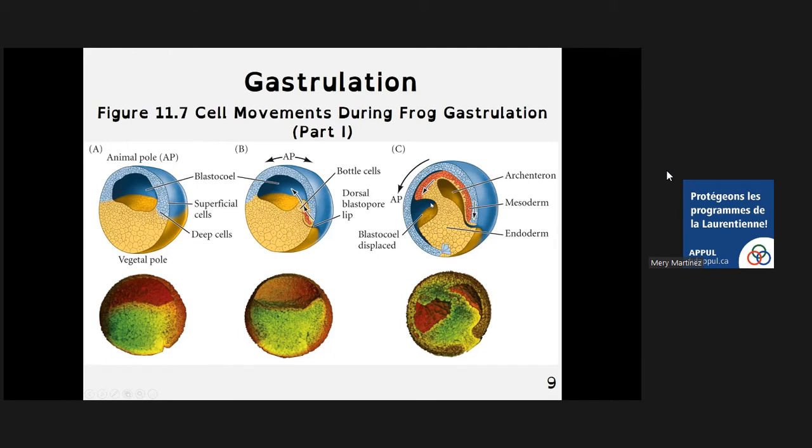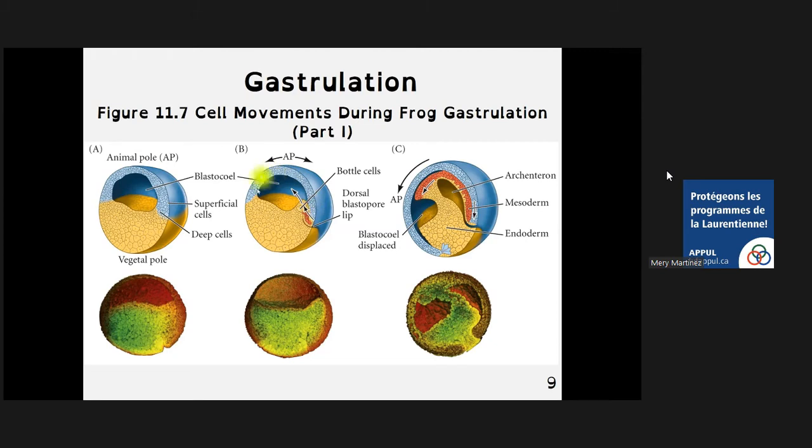gastrocele. Okay. So we have invagination, and once the cells start invaginating, as we see here, we see the appearance of what we call the lip. And this will be the blastopore. Okay, so this is the dorsal lip of the blastopore because it's going towards the dorsal side of the animal.